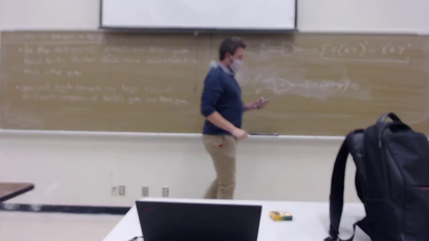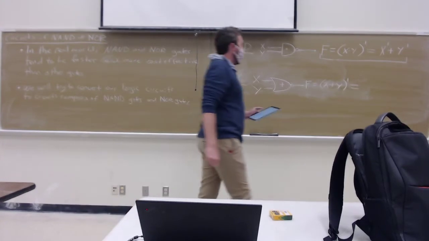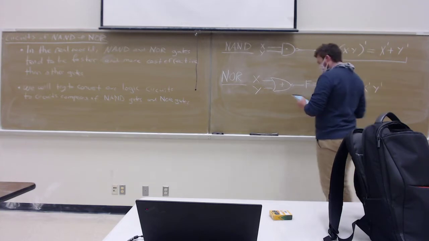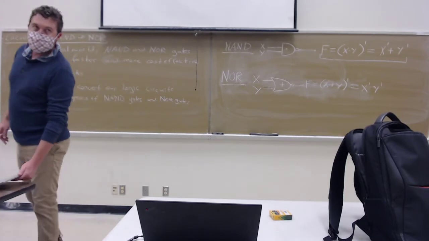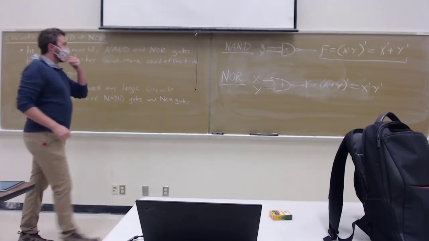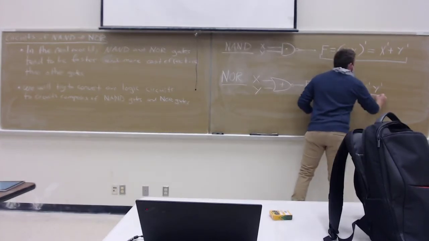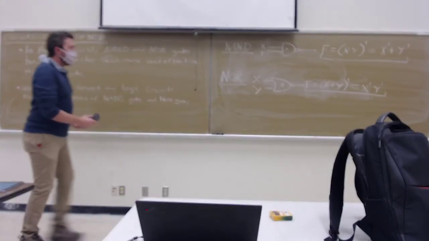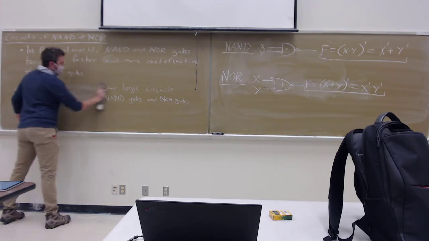What happens when we apply De Morgan's theorem here? X naught. Good. X naught and Y naught. Okay. Any questions about that? These are the relationships that are vital. Okay. So now how do we go about doing the conversions?